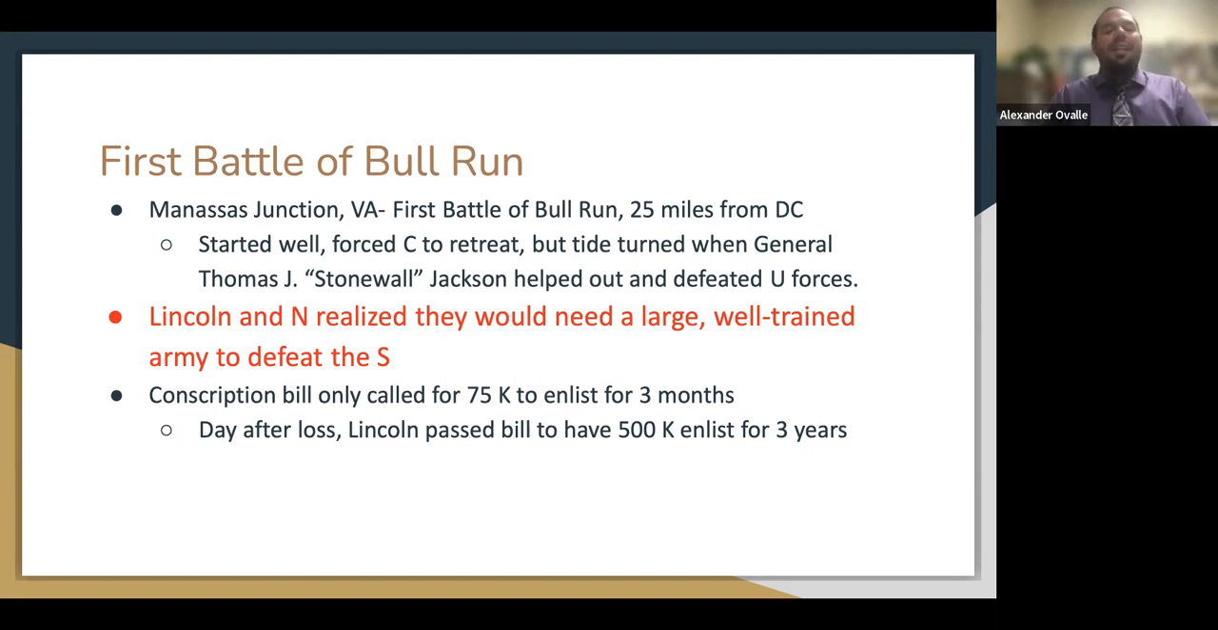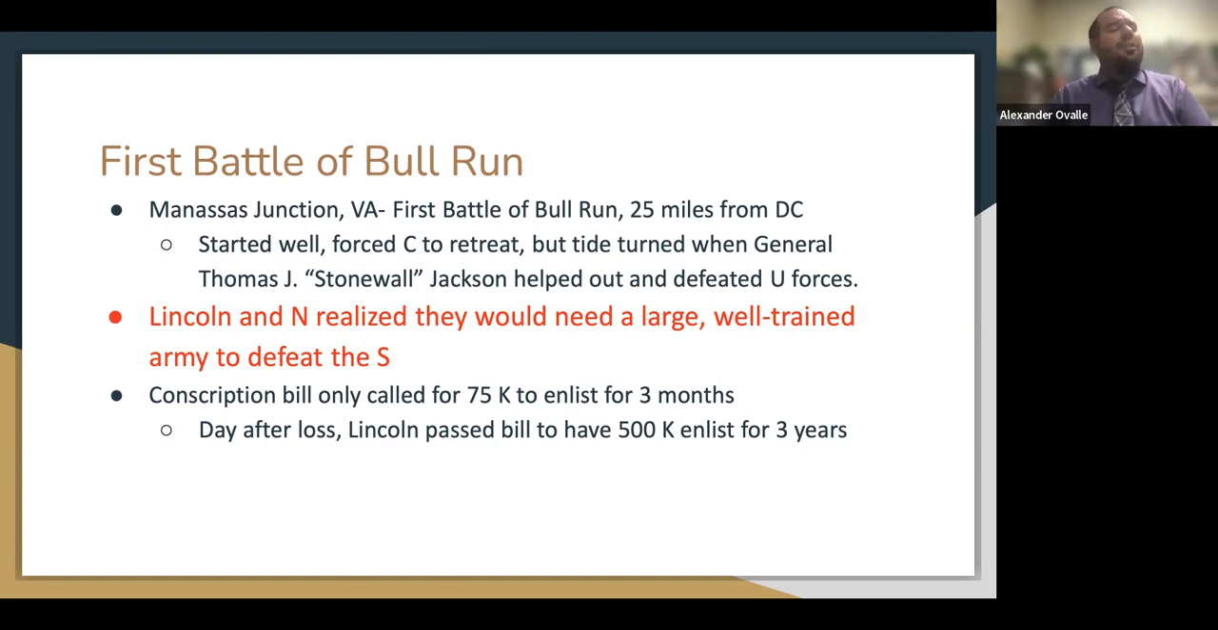And because of this, Lincoln and the North realized that they would need a large, well-trained army to defeat the South. You're going to see N, North, U, Union, C, Confederacy, S, South. You're going to see that a lot, just letting you know.